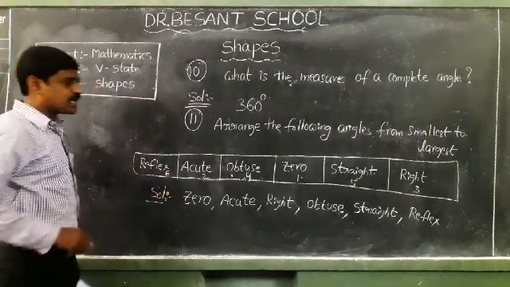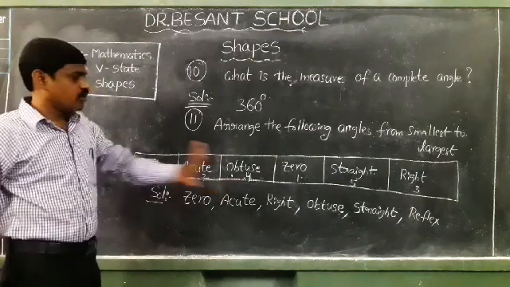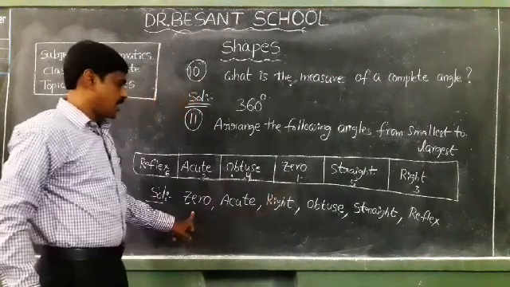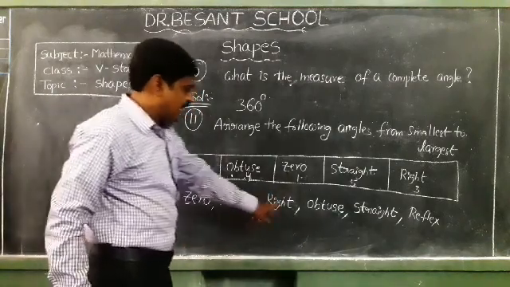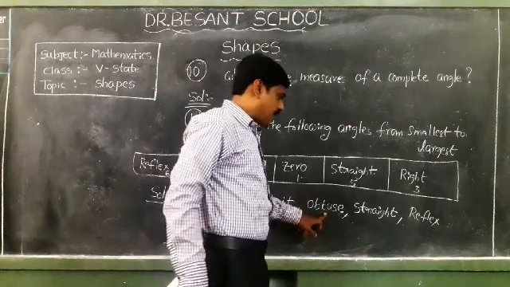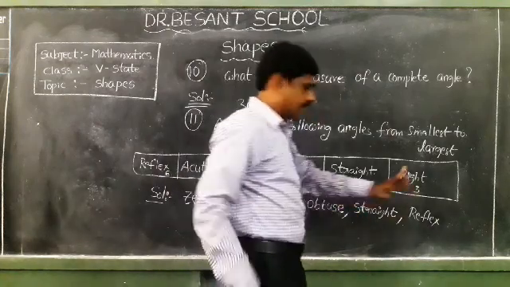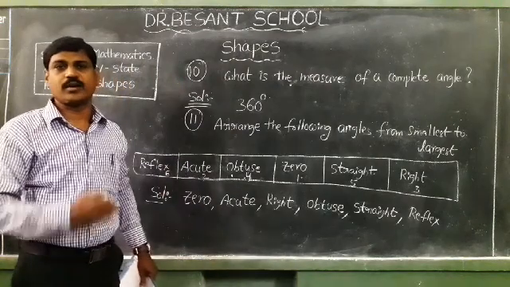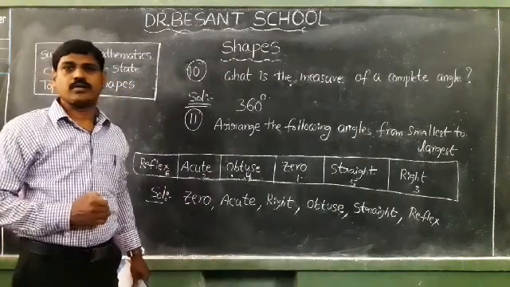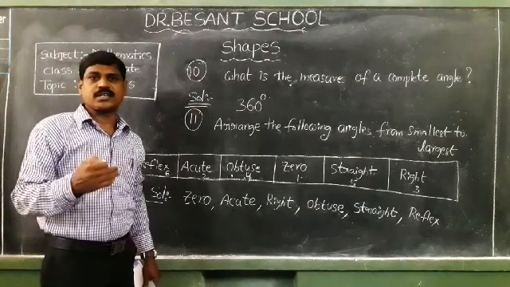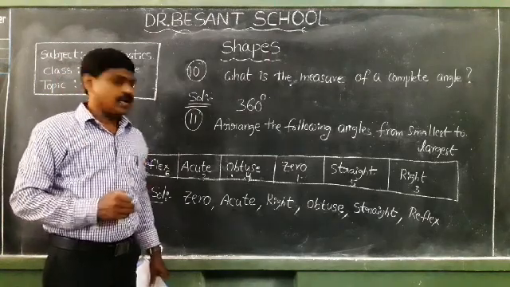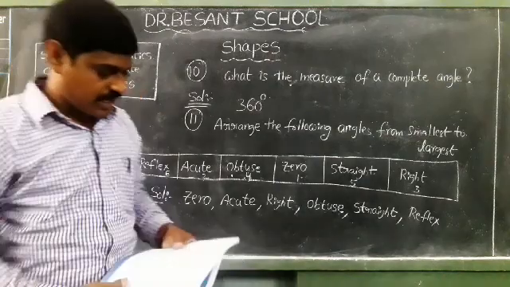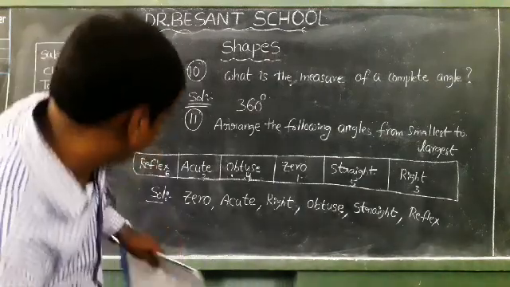No need to write the numbers here, just you have to follow the solution only. You have to write zero angle, acute angle, right angle, obtuse angle, straight angle, next reflex angle. Okay, so this is the smallest angle to largest angle, ascending order, small to big. Okay, this is the 11th one.